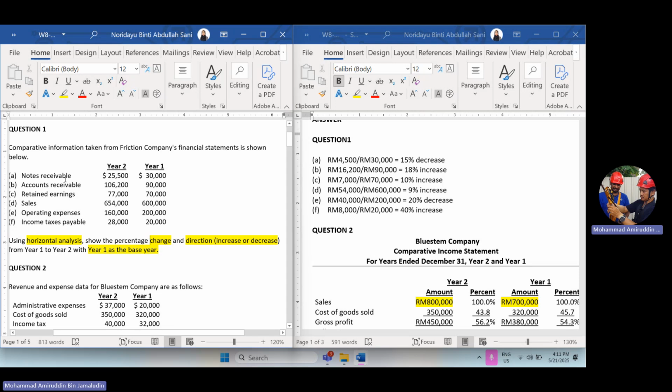Okay, for notes receivable, line by line items, firstly find the change. So the difference, right? 30,000 last year, this year, 25,500. So what is the change? Increase or decrease? You need to determine the pattern. Last year 30,000, this year is 25,500. So there is a reduction, right? By 4,500.